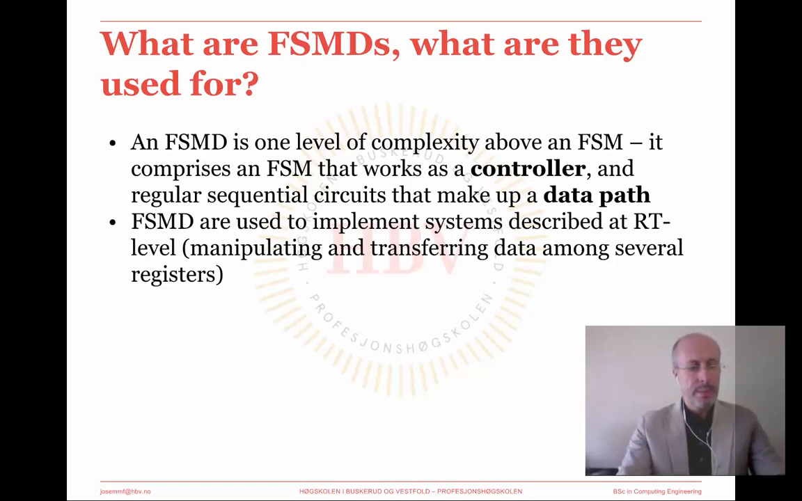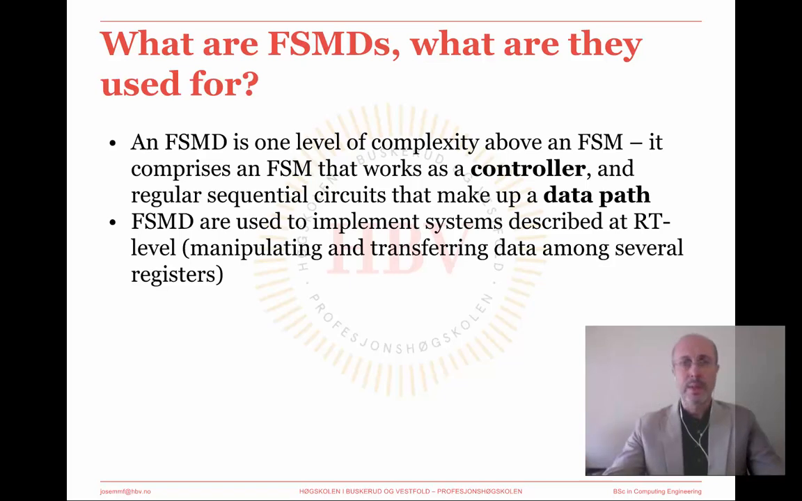So FSMDs are used to specify and implement systems that are described at an upper level that we normally call register transfer level, where we work not only with single bits but also with multi-bit registers, such as adding or multiplying the values stored in two 8-bit registers, for example.